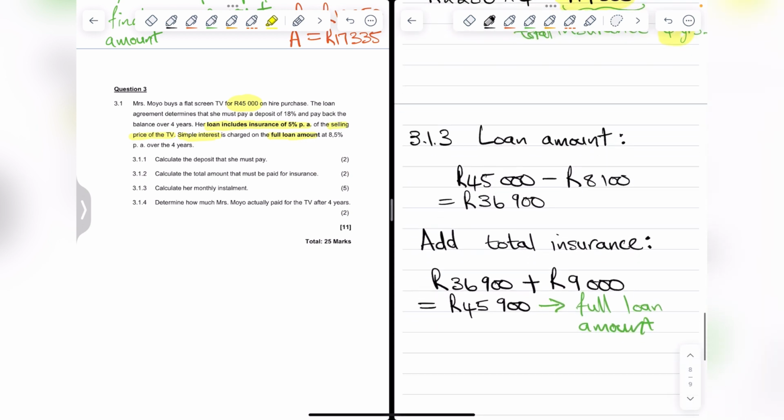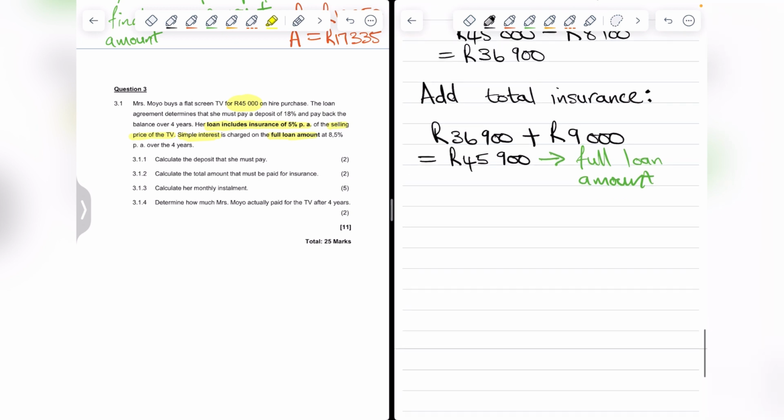So now I can calculate my interest. And remember, we are busy calculating. We are at 3.1.3 and they want a monthly installment. So we are still working towards the monthly installment, but we need to get what is she expected to pay back in total, because once we have that amount, we can divide it by the amount of months. In this case, it would be 12, 24, 36, 48 months for the 4 years, and then we can get a monthly installment. So we now need to calculate the simple interest, which is 8.5%.